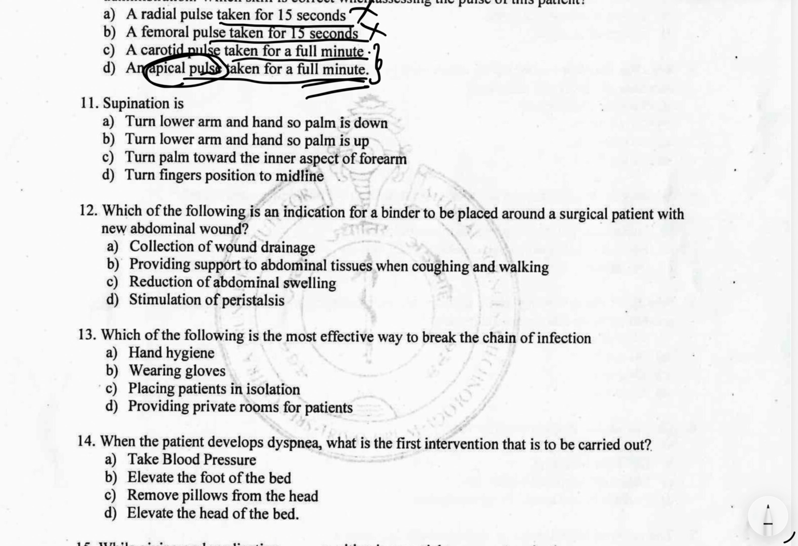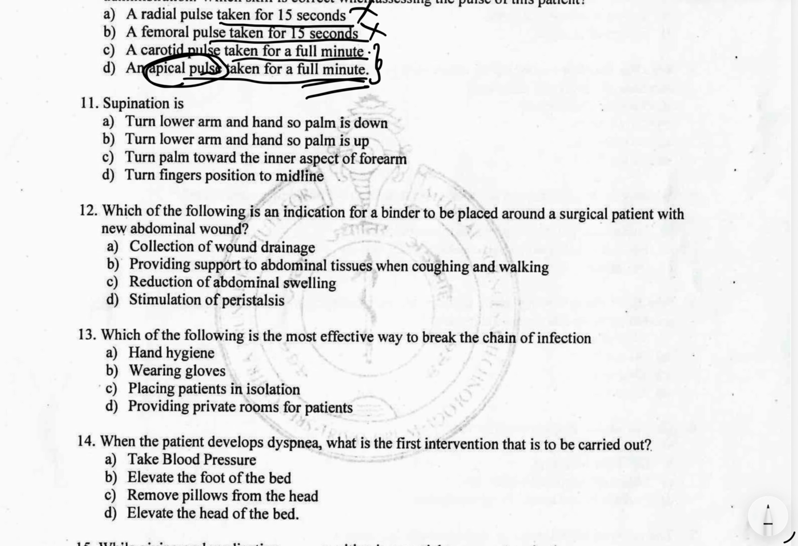Next question is supination. What is supination? Supination and pronation are two positions we give for a patient. So supination means we are lying on top of the bed, looking at the ceiling of the room. Pronation means we are looking down to the bed and looking at the bed sheet, like you are lying on top of the bed in a prone position.